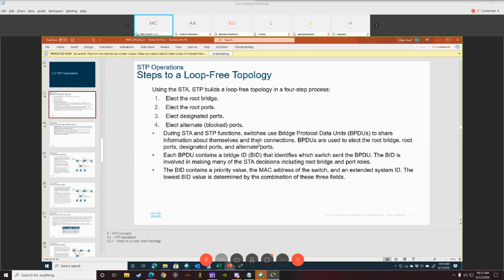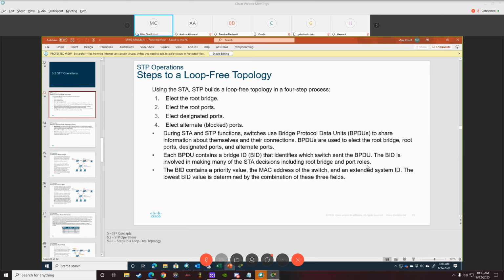So the main purpose of the BPDU is also to help us to what? Elect that root bridge. So they can exchange information. And the BPDU contains a bridge ID, the BID, that identifies which switch sent the BPDU. The BID is involved in making many of the STA decisions, including root bridge and port roles. So the question is, what's in the BID?